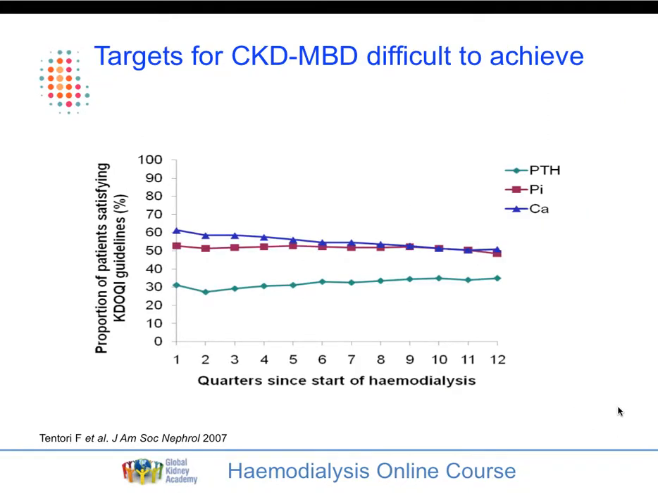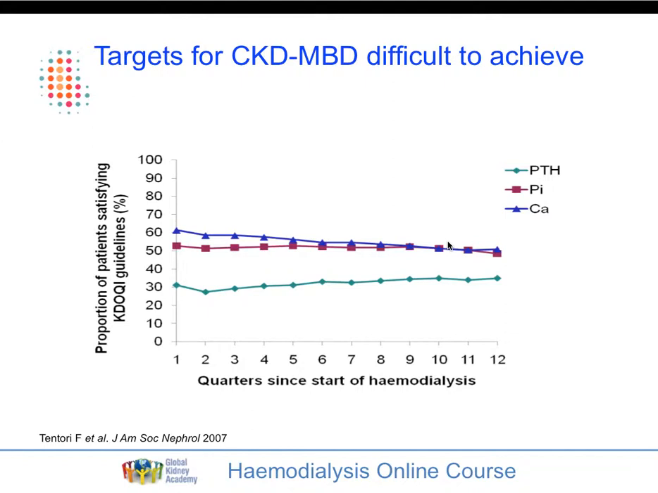And this graph just tells you what you already know, for those of you who work on a dialysis unit, that managing calcium, phosphate, and PTH is really, really difficult. In this particular publication, only 30% of people achieve target PTH levels, and only 50 to 60% of people achieve target calcium and phosphate levels. So very, very difficult to achieve.